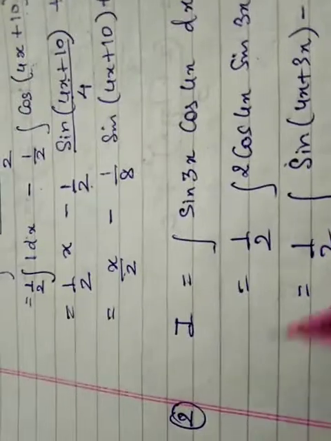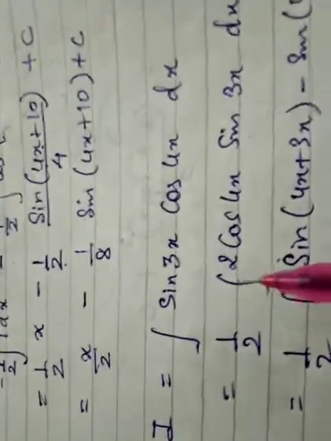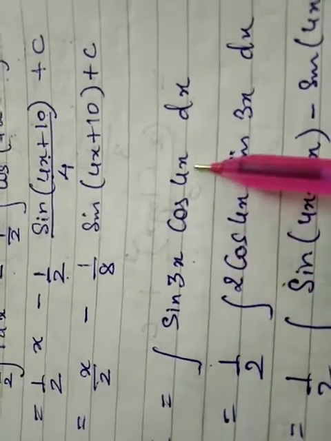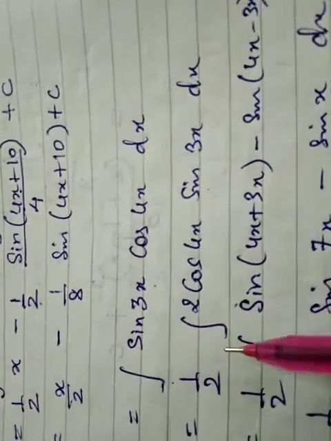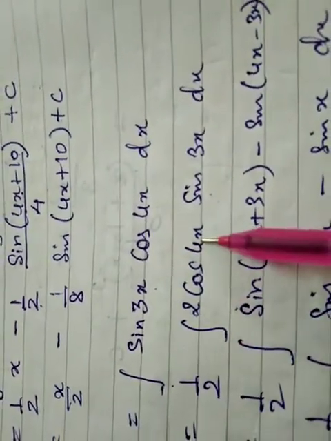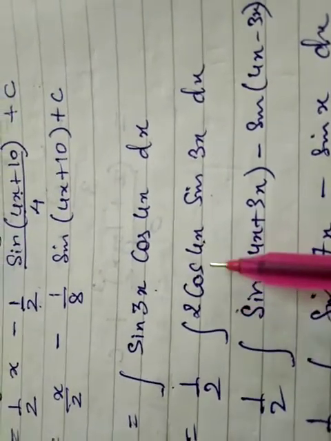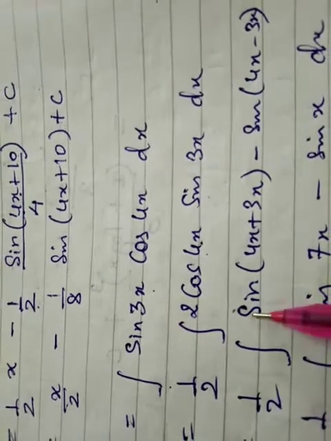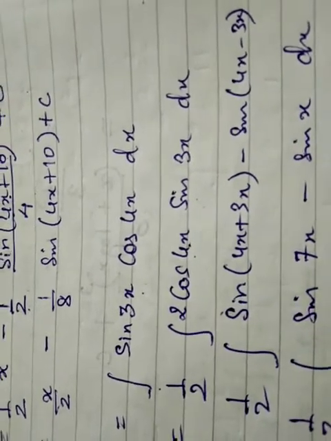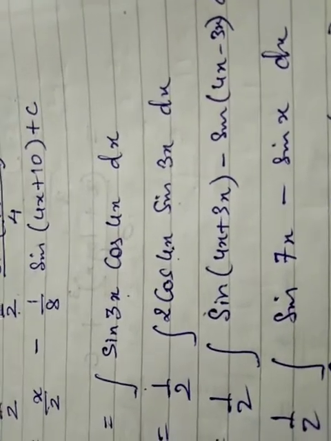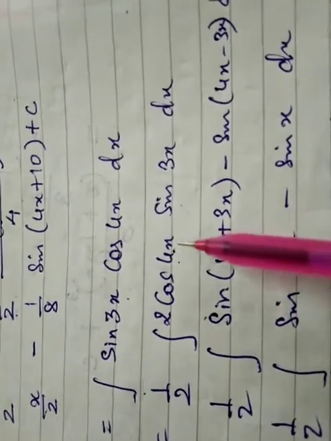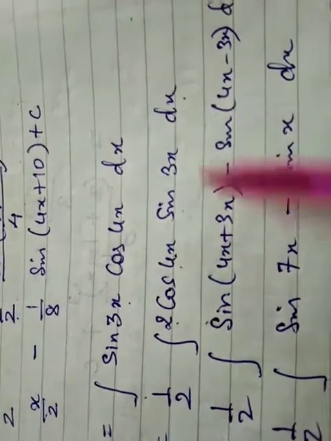Now let's go to the second question. Second question is integral sine of 3x and cos of 4x. I rearrange my terms. The larger term I write in the beginning, so I write cos of 4x and sine of 3x. I divide by 2, I multiply by 2, and therefore I have 1 upon 2 integral this. I apply the formula 2cs.